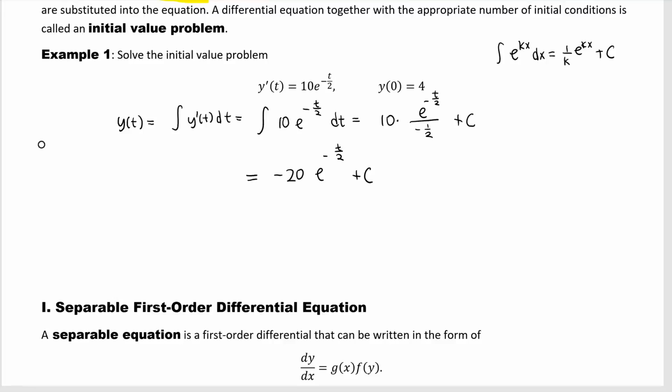How do we find c? We plug in the initial condition. What is the initial condition? Right here, y of 0 is 4. So we plug in y of 0 equals 4.